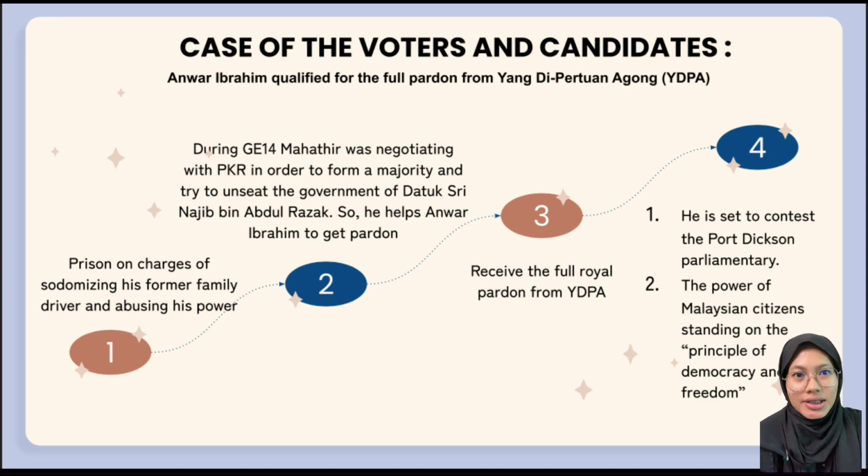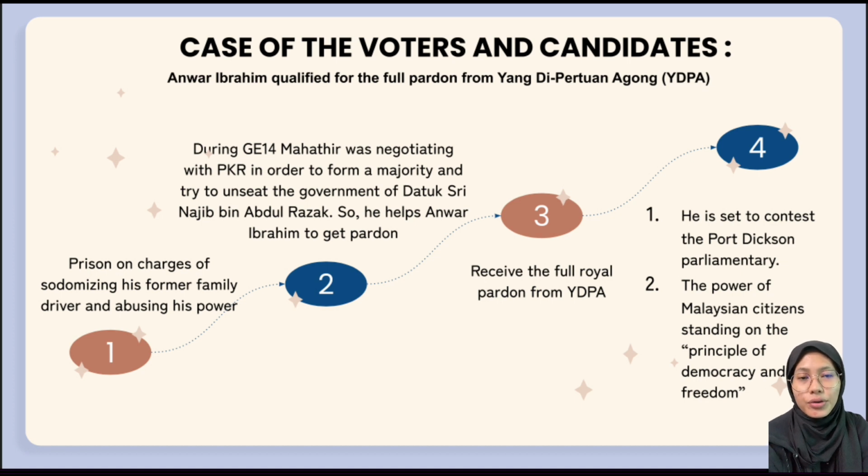The second example of the case law of voters and candidates is about Anwar Ibrahim qualifying for a full pardon from the YDPA. Anwar Ibrahim, the jailed former Deputy Prime Minister, was barred from running for office under Malaysian law in general. But in May, he was sentenced to 5 years in prison on charges of sodomizing his former family driver and abusing his power. He was also convicted in 2003 of attempting to bribe voters during a race for election to become Mahathir Mohamad's Deputy Prime Minister in 1998. He has not been pardoned by Mahathir and will be disqualified if he is released soon.